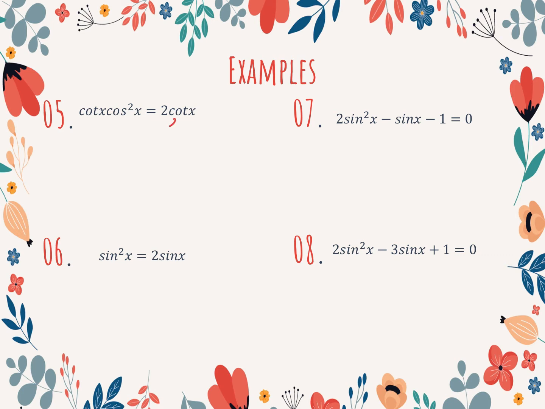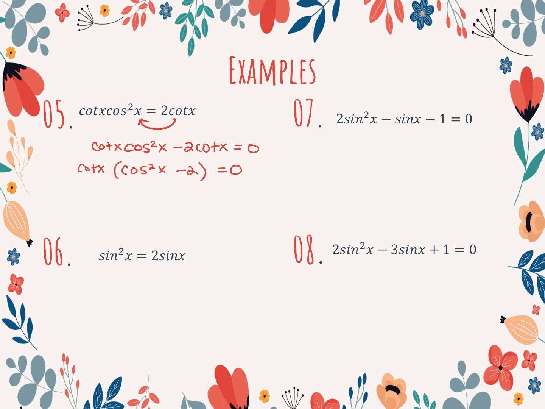So if I move this over here with the other side, I get cotangent x, cosine squared x, minus 2 cotangent x equals 0. Then what's the common term there that I can factor out? Cotangent. So cotangent of x comes out, and I get cosine squared x minus 2 equals 0.